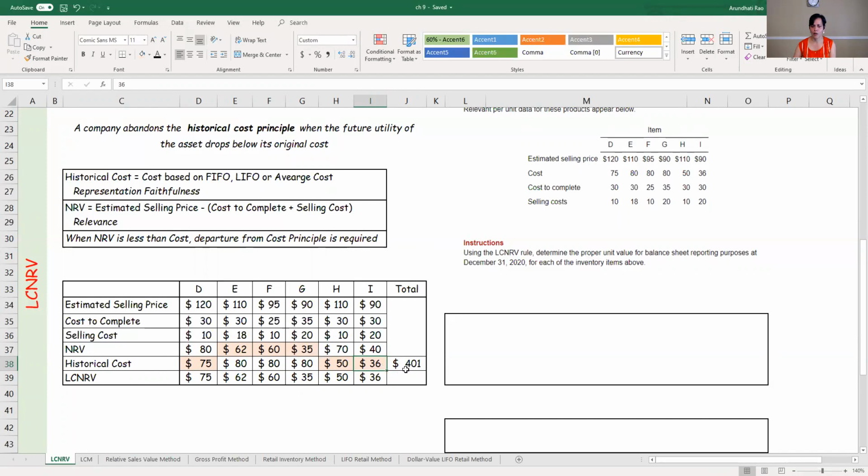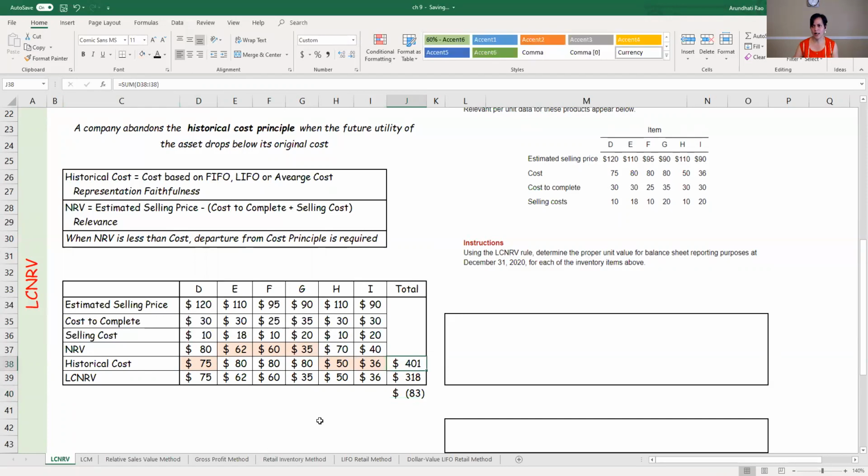So we have the total cost at 401. I take the difference between those numbers. Now, total net lower of cost or net realizable value, I said should be 318. So the difference between the two is $83.